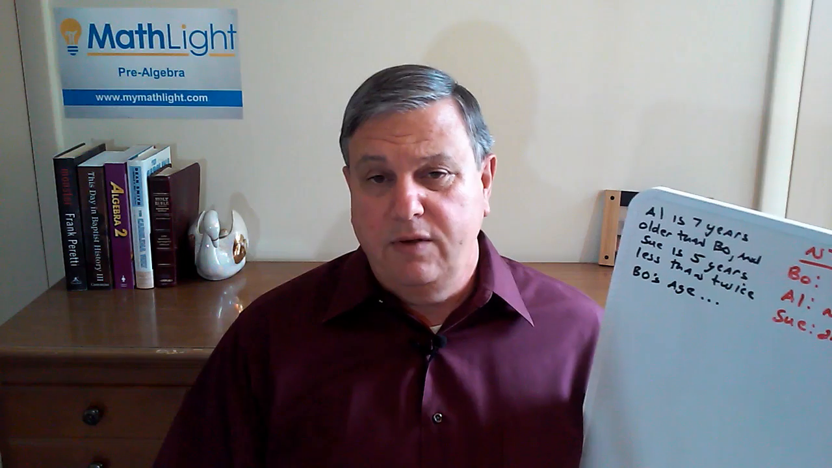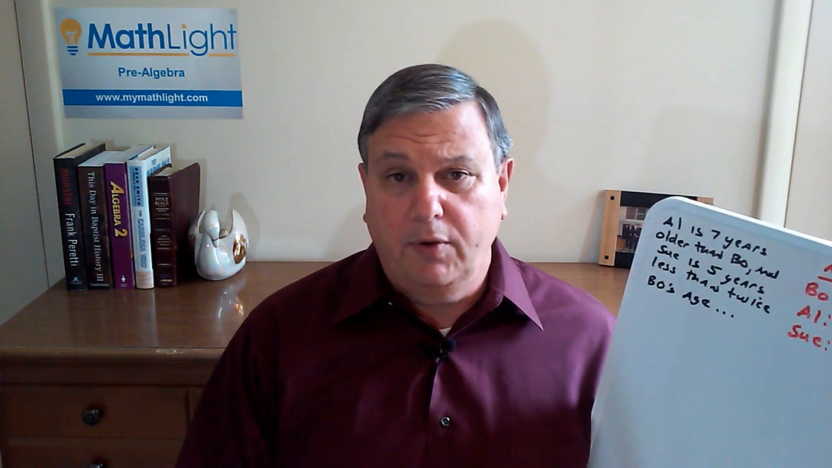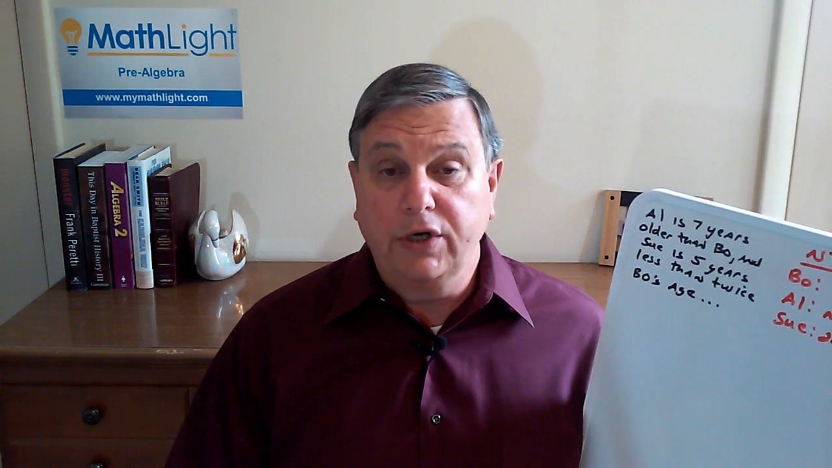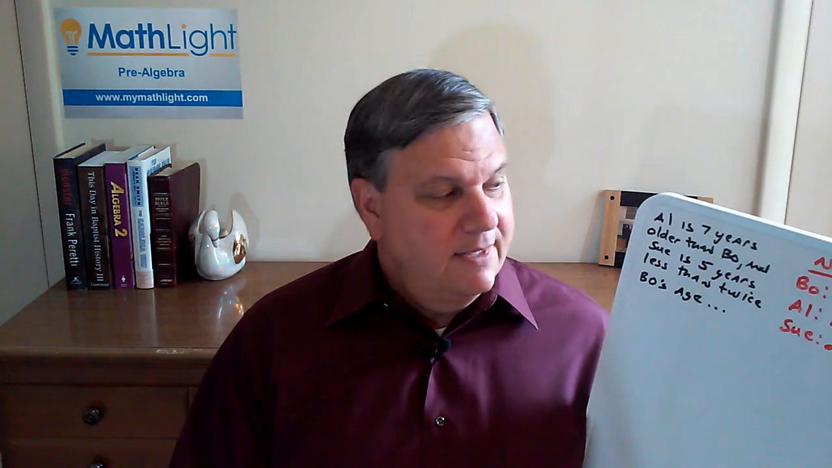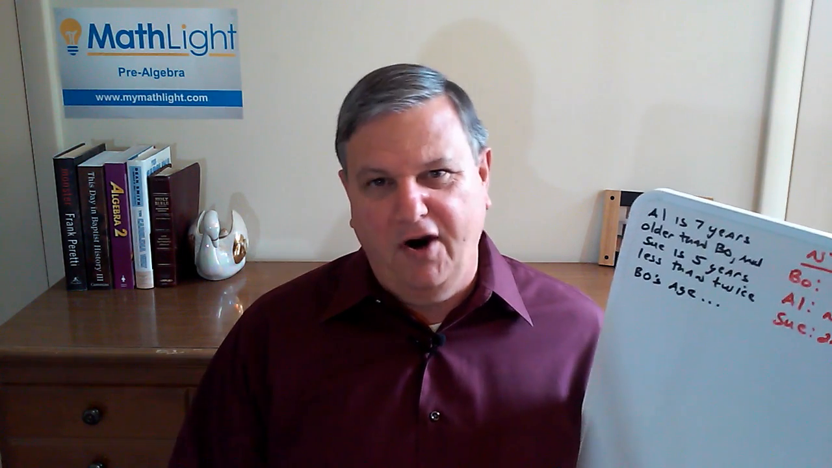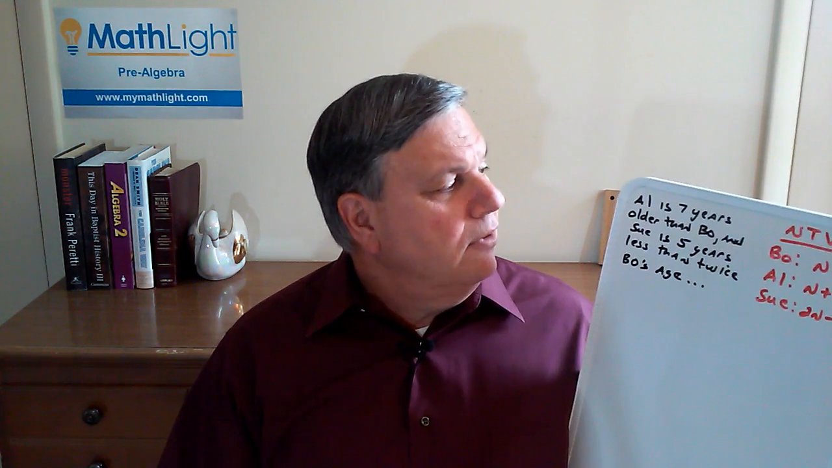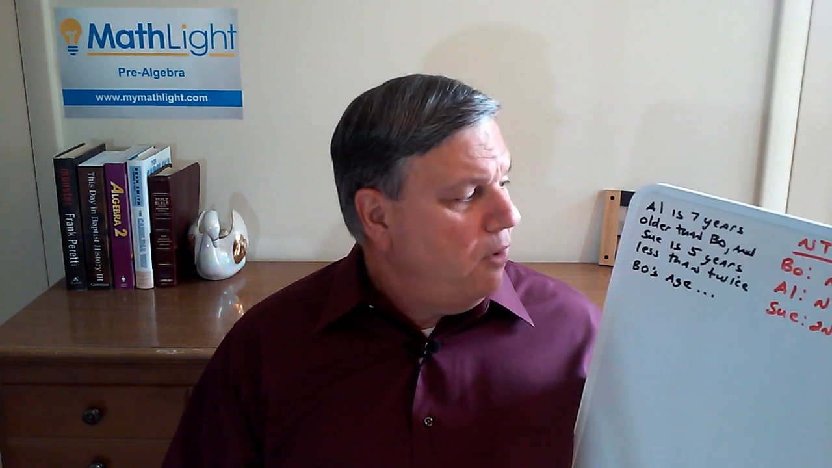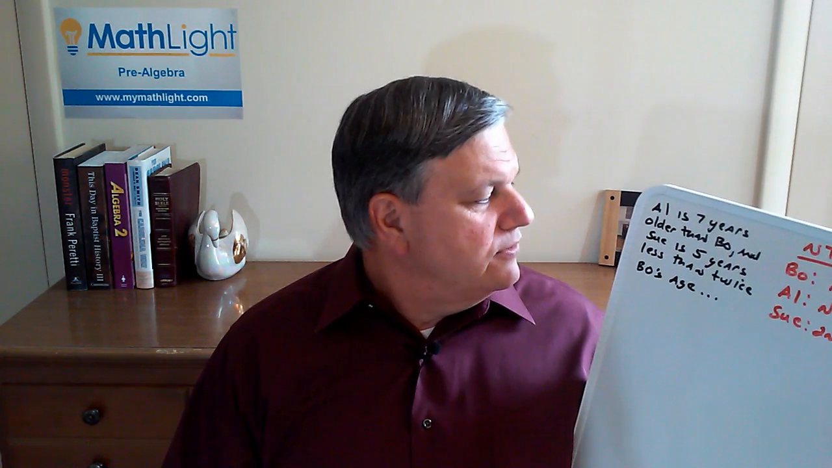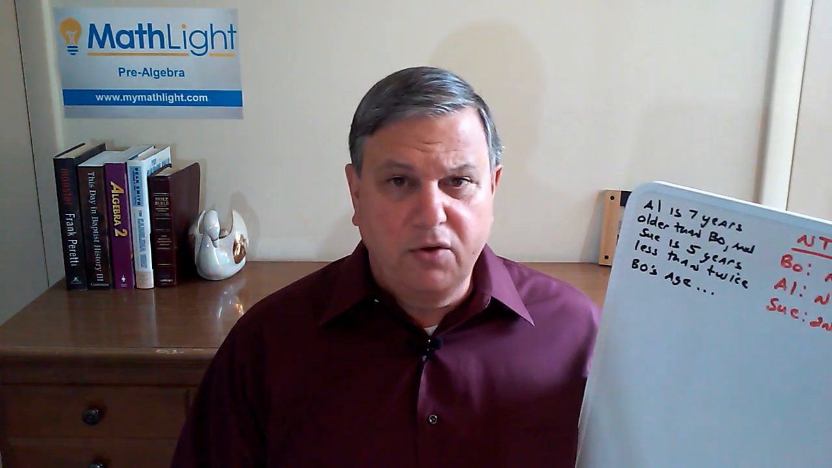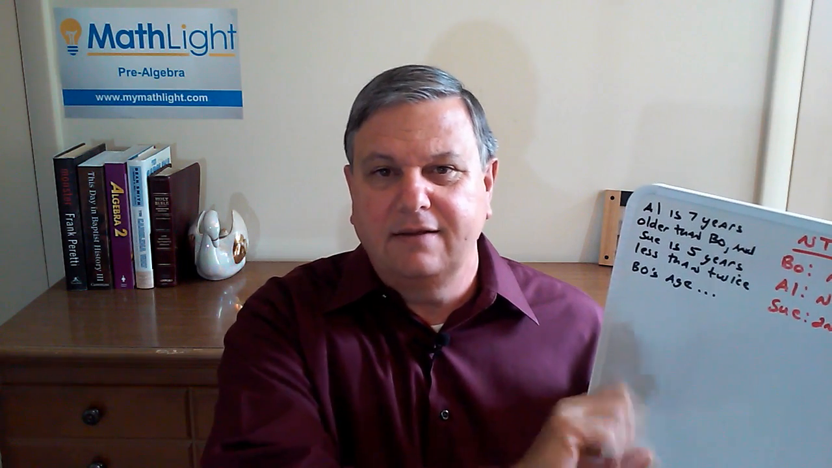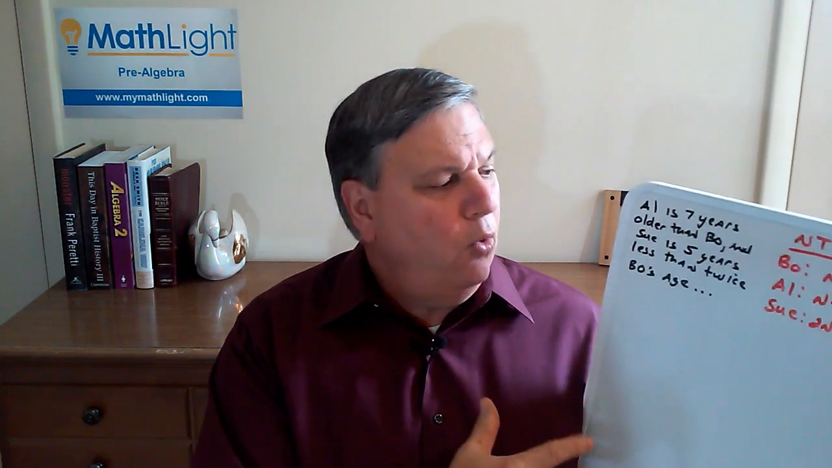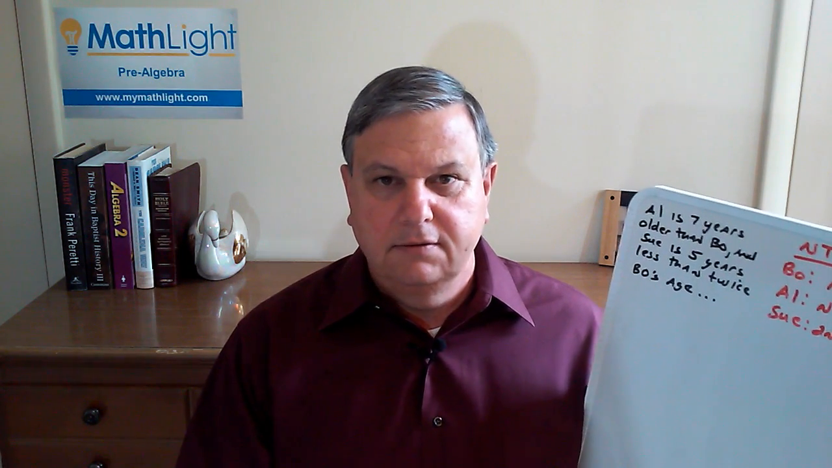Well, as you know, as we begin to progress in word problems and the complexity increases, it becomes more and more important to name the variable. And so I've got an example here, at least part of it. In this example, maybe the problem would go something like this. Al is 7 years older than Bo, and Sue is 5 years less than twice Bo's age. And maybe at the end it asks, how old is Al?